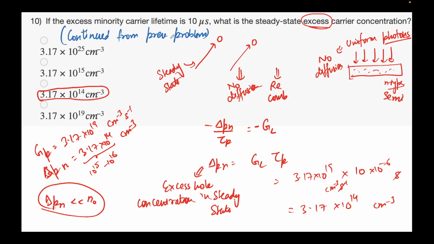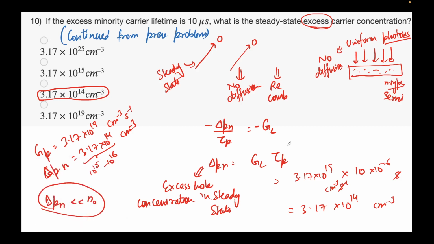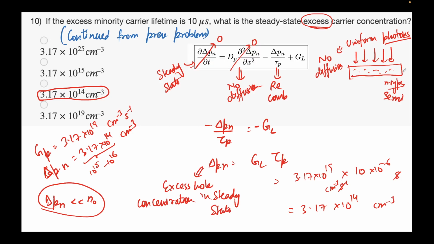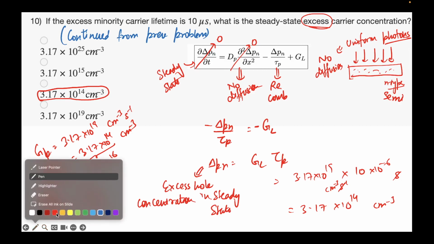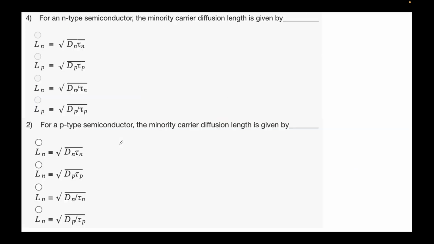This is continued from the previous problem, where somewhere it was written, just hold on a second. Yeah, uniform absorption. So this word is being used since it's uniform. So here we have uniform photons, and thus there can be no diffusion because the concentration will be the same throughout. Correct? Since it's uniform. Is it clear now? Yes, sir, thank you. Okay, so that's about generation and recombination.